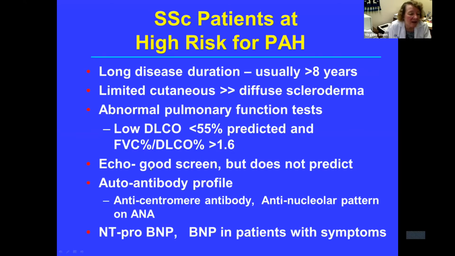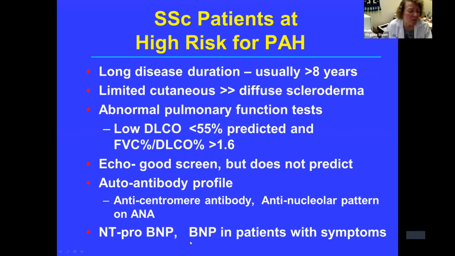The echo is an excellent screening tool, but it doesn't predict the risk of getting pulmonary hypertension. The PFTs do a much better job of that. We talked about the antibody, the centromere antibody, and the nucleolar pattern on ANA.